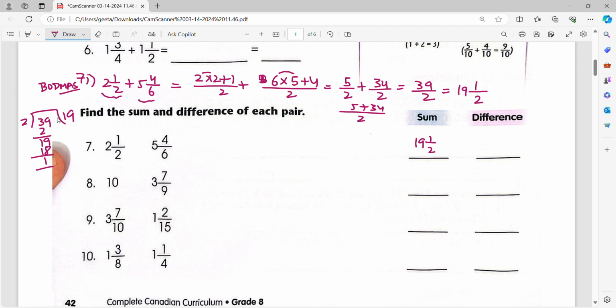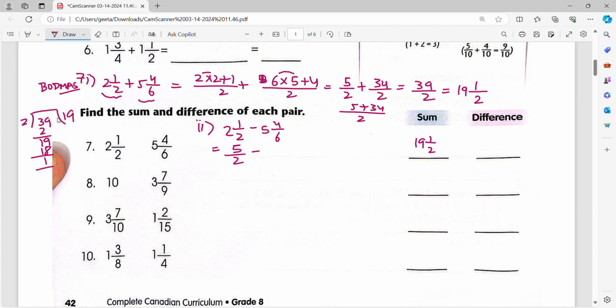If you have the answers in your book, you can tally them. All the answers would be correct. Don't worry, but you can tally it once. Okay, so this is one part. The second part is we have to find the difference now. Difference means 2 and 1/2 minus 5 and 4/6. 2 and 1/2, if you solve it, would be 5 by 2. It would be the same, beta. We have already solved it here.